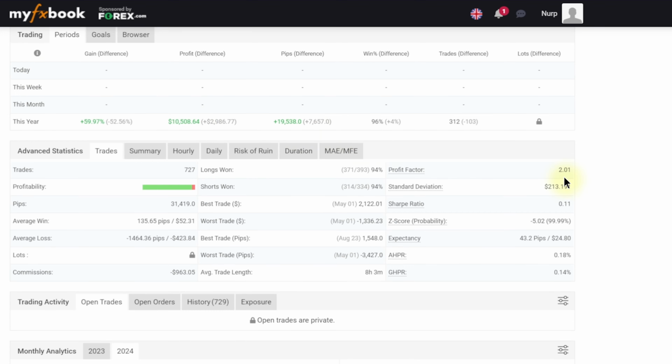And in this exact case, it is extremely high. Once again, sitting at a 2.01, which is extremely good because you guys know what that means. We are gaining 2 for every 1 that we're risking.